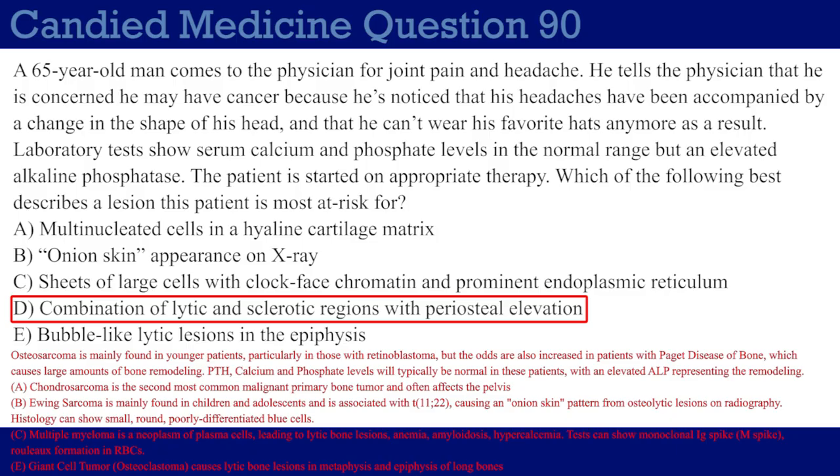So bring it back, osteosarcoma. You need to know that, yeah, it's mostly found in younger patients, especially in patients with retinoblastoma. But you need to also know that in elderly patients, you can see osteosarcoma if they have Paget disease of bone. And you need to know the presentation of Paget disease of bone itself, right? You have normal PTH, normal calcium, normal phosphate. You'll just have elevated ALP because the bone is constantly remodeling itself.